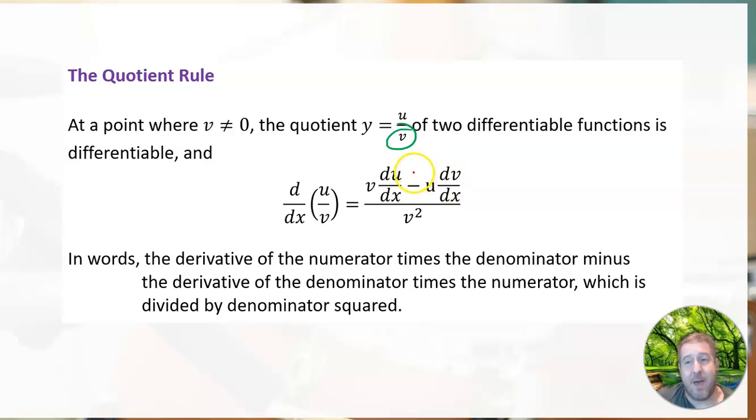And yes, order does matter this time because it's a subtraction symbol. You cannot flip these around. It's got to be low d high. When I say d high, I mean derivative of the top. Low d high minus high d low over the bottom squared.